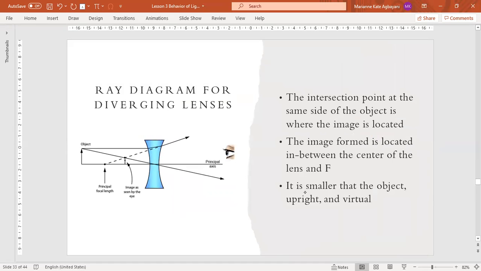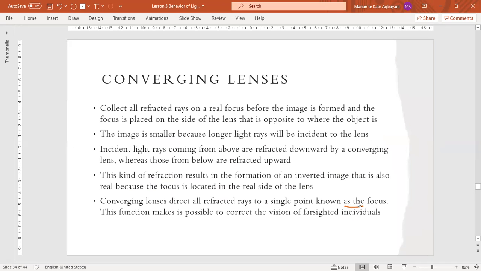In the ray diagram for diverging lenses, the intersection point on the same side of the object is where the image is located. So the image formed is located in between the center of the lens and F. It is smaller than the object, and is upright and virtual.